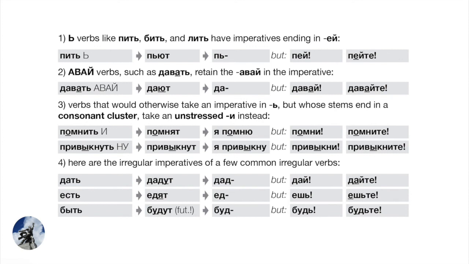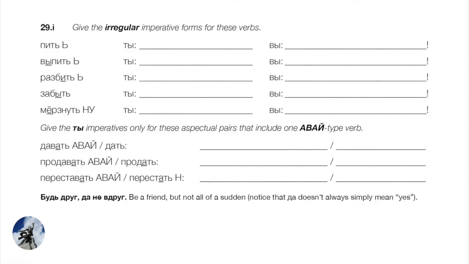Дай, дайте, that means give, perfective. Eat will be ешь, ешьте. And finally, be will be будь, будьте, meaning to be. Okay, let's give a few irregular imperatives.